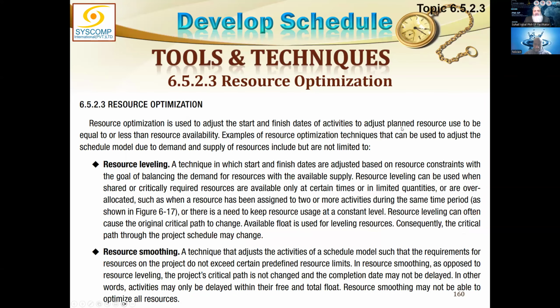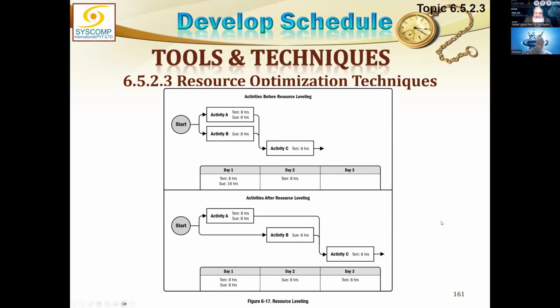Then we have the resource optimization, which we have already studied. When we are adjusting the resources, there are two ways: one is resource optimization, the other is schedule compression, and we have talked about both of them. Resource optimization is leveling or smoothing the resources. These are the two ways of optimizing the resources. Let us see what we mean by leveling and what we mean by smoothing.